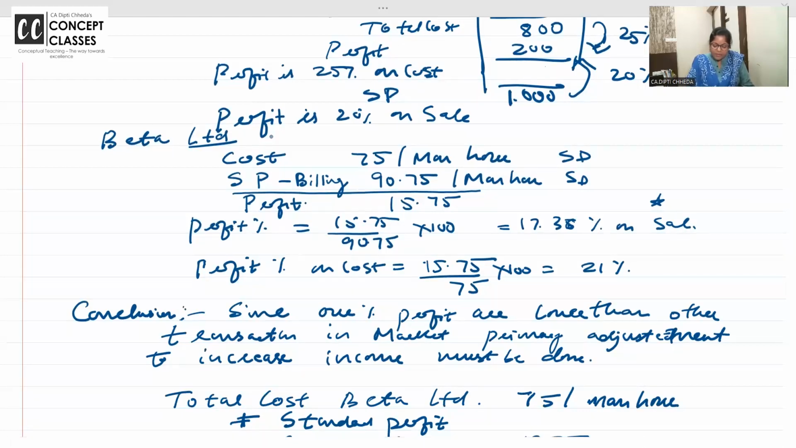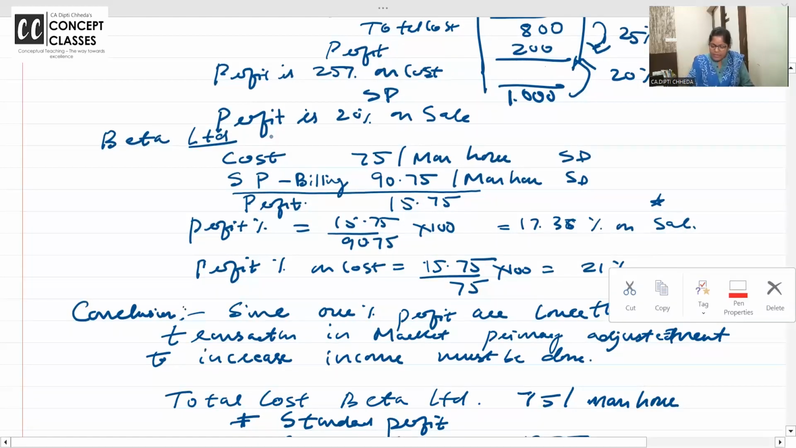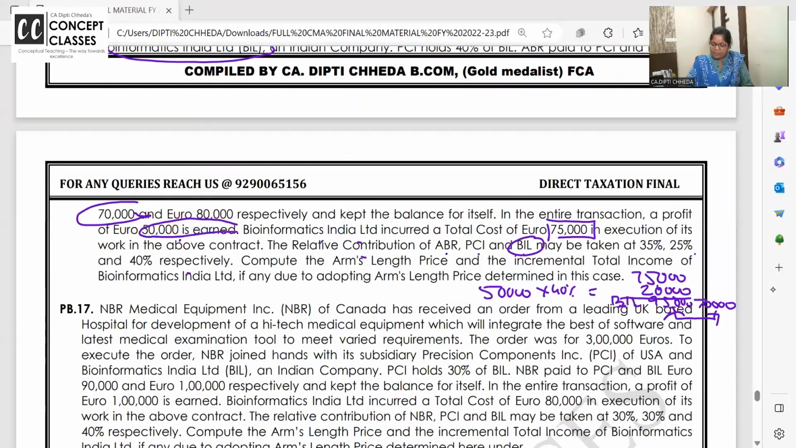So I'm giving services to someone for labor. My cost is 75 per man hour and I have billed it at 90.75. So how much is the profit? 15.75 in the selling price of 90.75. That is 17.36% on sales. And on cost, whatever you want to take, but in the net margin method it is the profit margin.